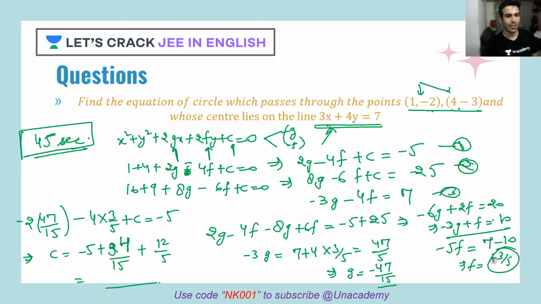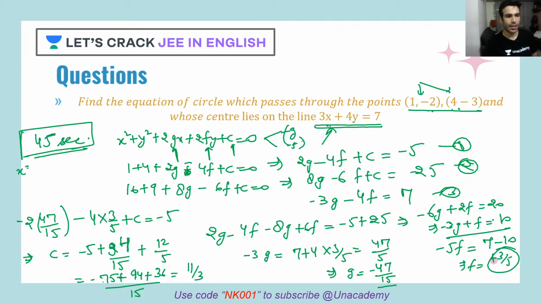I can take 15 as LCM. So what do I get? Minus 75 plus this 94 thing. So 94 is as it is. Then I have thrice, so it is 36. So I have 19 from here, correct? And then 19 and 36, it becomes 55. 55 upon 15, so I have 11 by 3. Clear? Now we can just punch everything here in the equation.